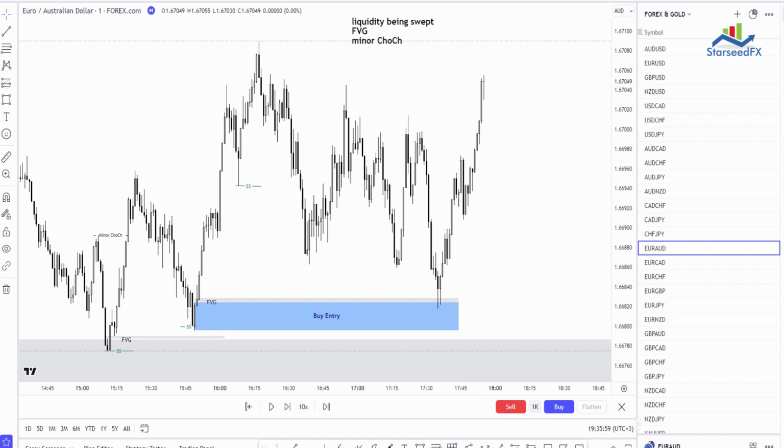Can this setup fail? Yes, it can. Of course, like any other setup, it can fail. But on a scale of 1 to 10, I think out of 10 times, it can fail 1 to 2 times, which is a very, very good percentage. Like 80% of the time, when you follow this checklist setup, you will have a winning trade.